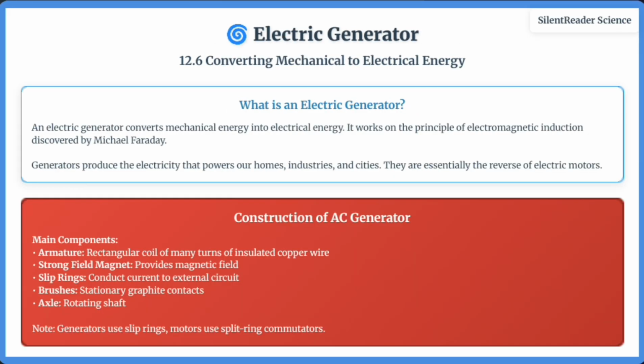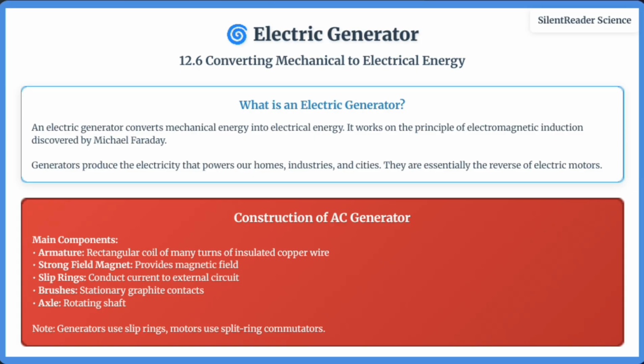Now let's study electric generators, which convert mechanical energy into electrical energy. Electric generators work on the principle of electromagnetic induction discovered by Michael Faraday. Generators produce the electricity that powers our homes, industries, and cities. They are essentially the reverse of electric motors.